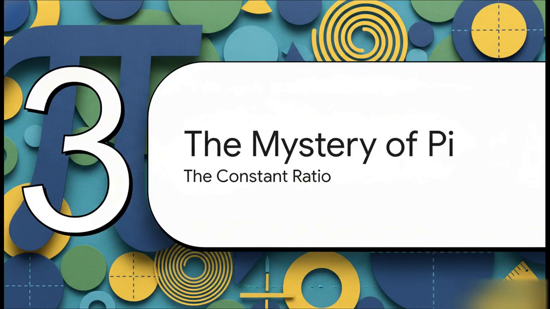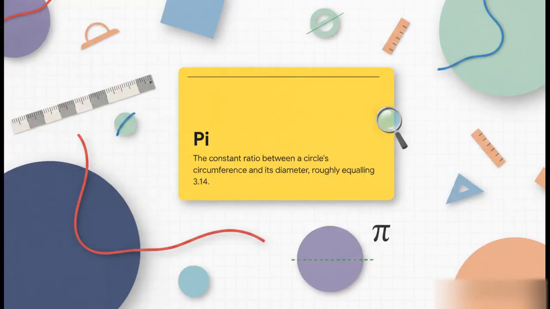Section 3. The mystery of pi. The constant ratio. Now think about this for a second. How in the world do you measure the boundary of a circle when there are absolutely no straight edges to work with? Well, historically, mathematicians solved this by taking a literal piece of thread, wrapping it perfectly around the circle's outer boundary, and then laying that thread flat on a ruler to measure the circumference. They did this for massive circles, tiny circles, you name it.